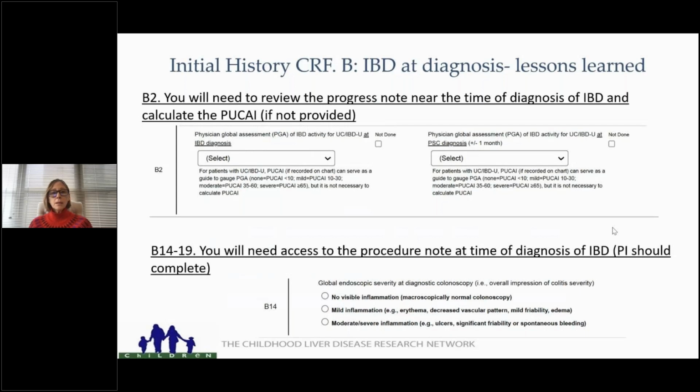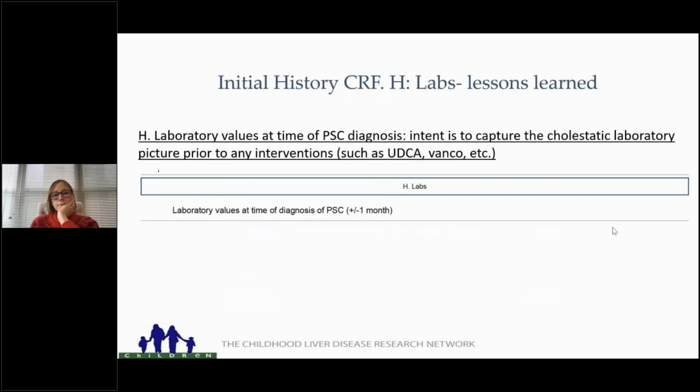So any comments on the initial history CRF? In general, are the PIs helping you guys with that? Yes. Yeah, good. Okay, next slide. This is just another example.